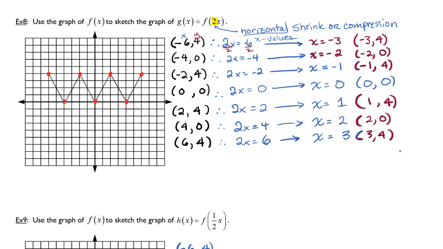Now let's fill in these coordinate points. Our first coordinate point is at -3, 4. Our second coordinate point is at -2, 0. Our third coordinate point is at -1, 4. And our fourth coordinate point is at 0, 0. Our fifth coordinate point is at 1, 4. Our sixth coordinate point is at 2, 0. And our seventh coordinate point is at 3, 4. I'll connect these dots.